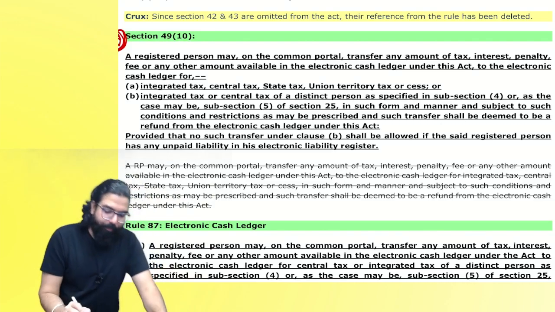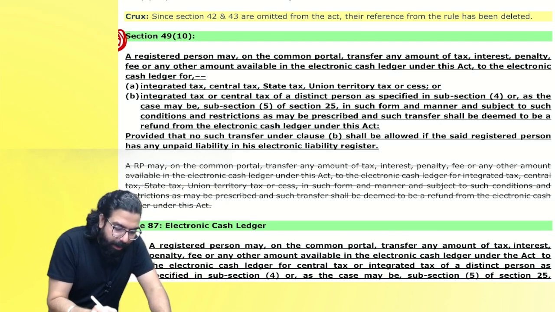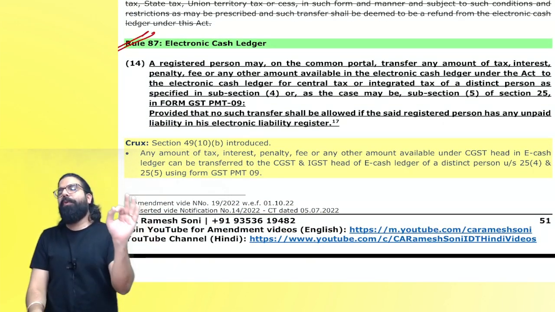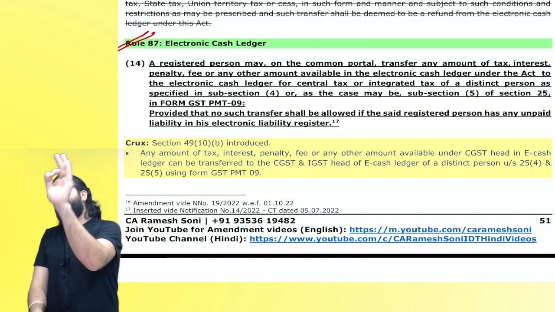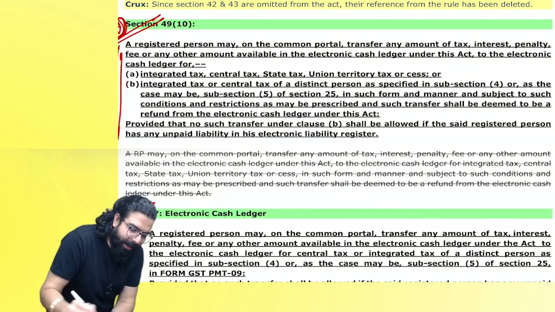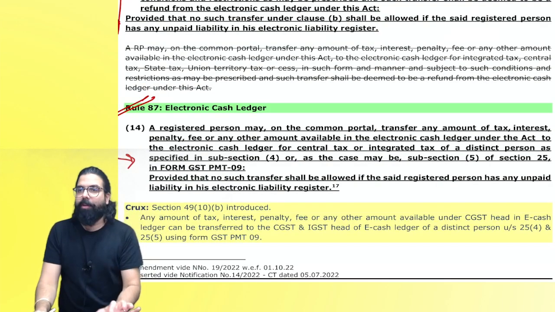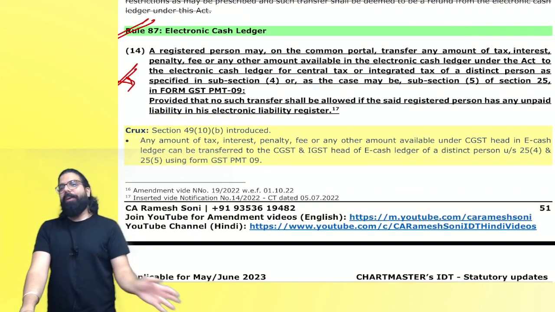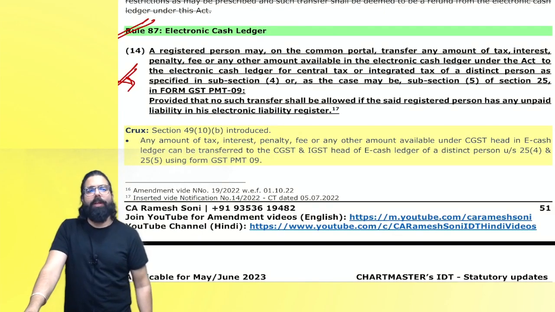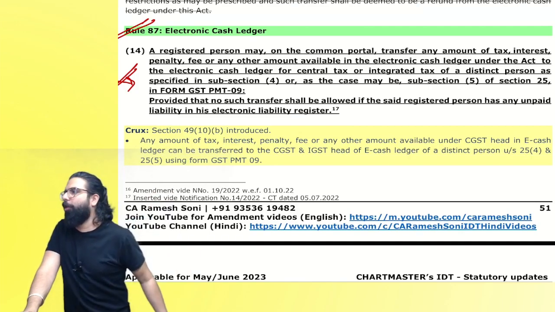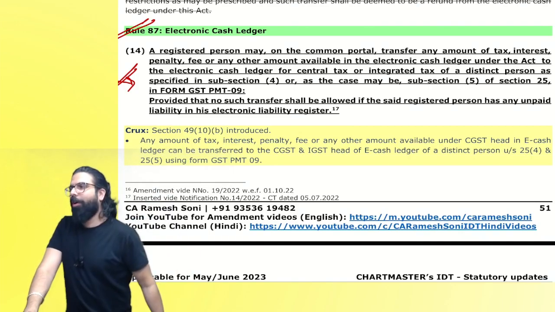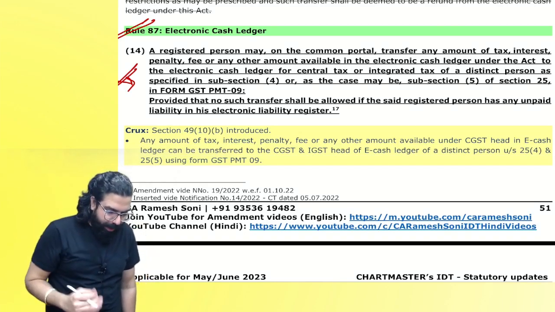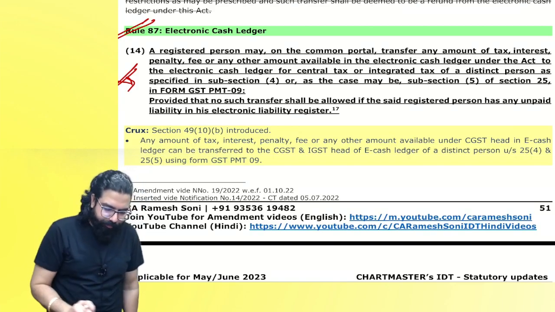Everyone over here, see, listen. It's telling, see, section 49(10) has to be read along with rule 87. The same thing they went ahead and wrote in the rule also. See, the Act will tell you what can be done. The rule will tell you how it is to be done. And the rule went ahead and told, yes, sir, you can transfer to the e-cash ledger of your distinct person. Just use PMT09. People, remember. Do you remember, everyone? PMT09, PMT09. You can go ahead and use it.